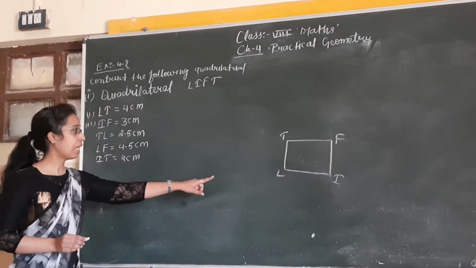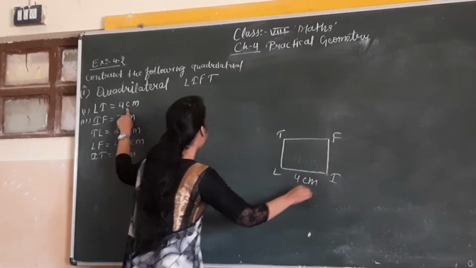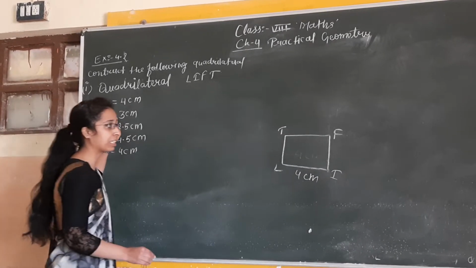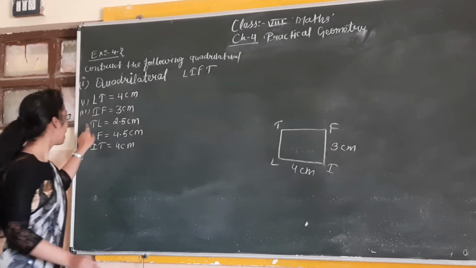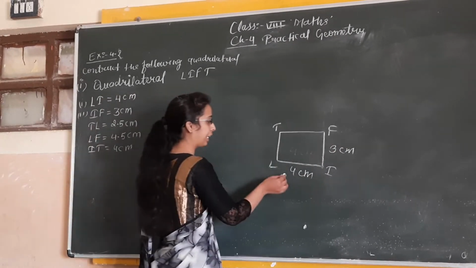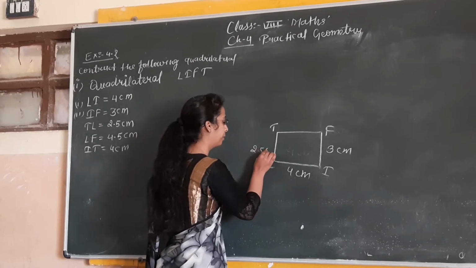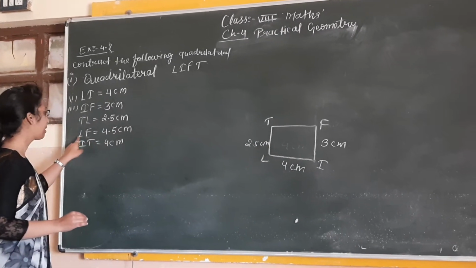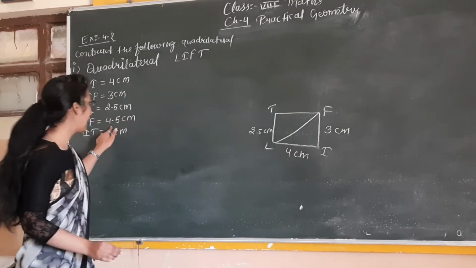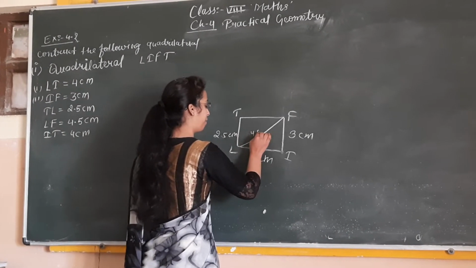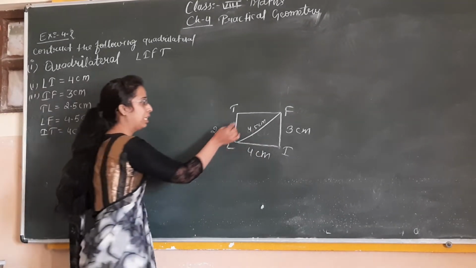We can see LI. The measurement of LI is 4 centimeter. Now second is IF, which is 3 centimeter. Next is TL, which is 2.5 centimeter. Next is LF. We can see LF is a diagonal, and its measurement is 4.5 centimeter. Last one is IT, 4 centimeter.